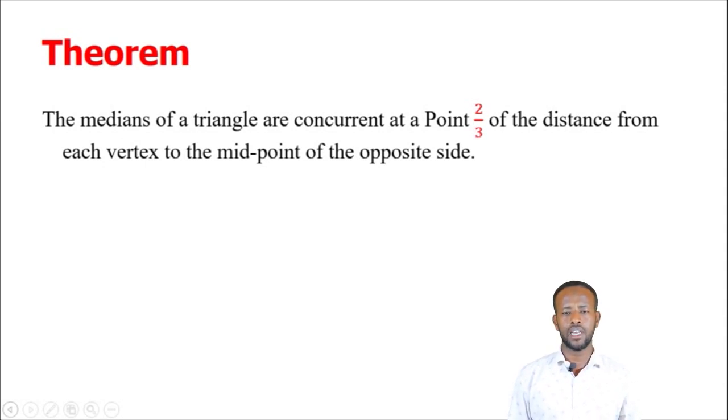The medians of a triangle are concurrent at a point 2/3 of the distance from each vertex to the midpoint of the opposite side. What does this mean?